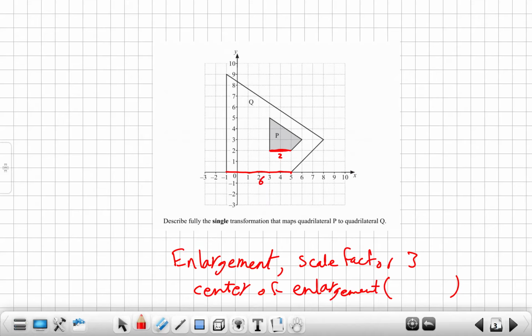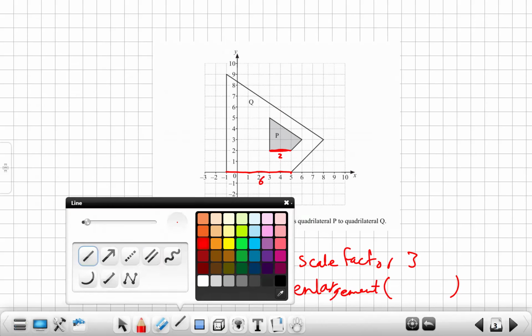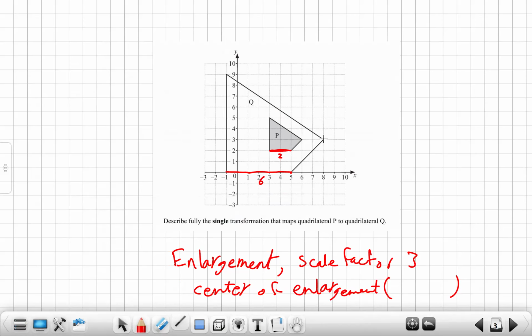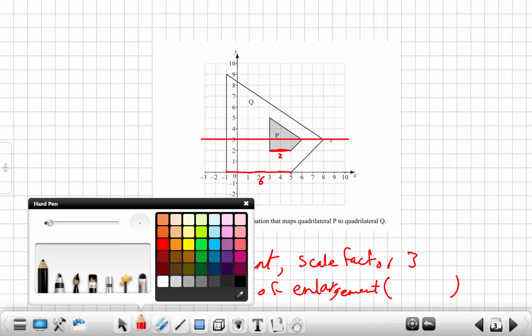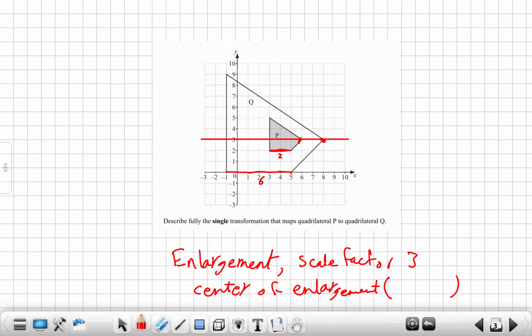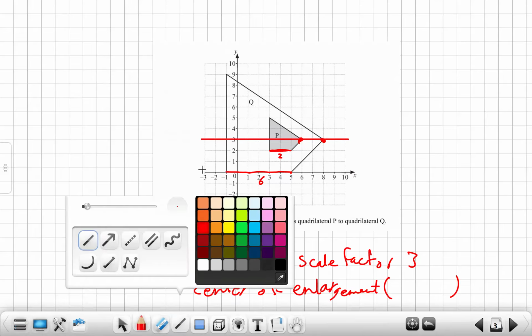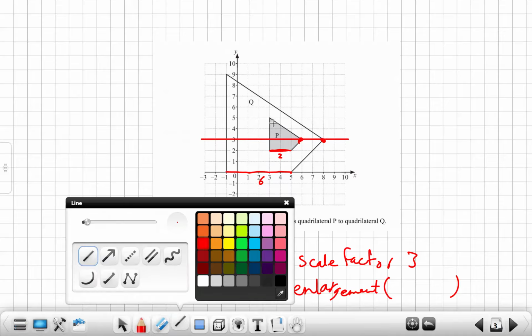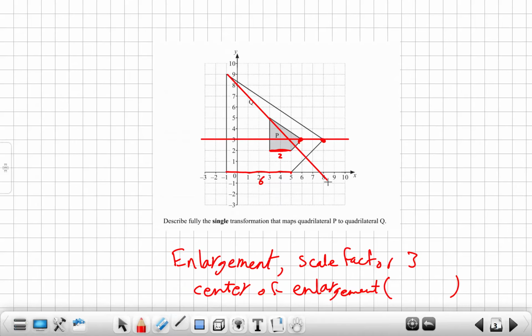What is the center of enlargement? I need to connect the matching vertices. Like this vertex, for example, is with this one, right? This vertex is the same as this vertex. So I'm connecting them. Then you can connect this vertex with this one. They are the same, right? So I'm going to connect them this way over here.